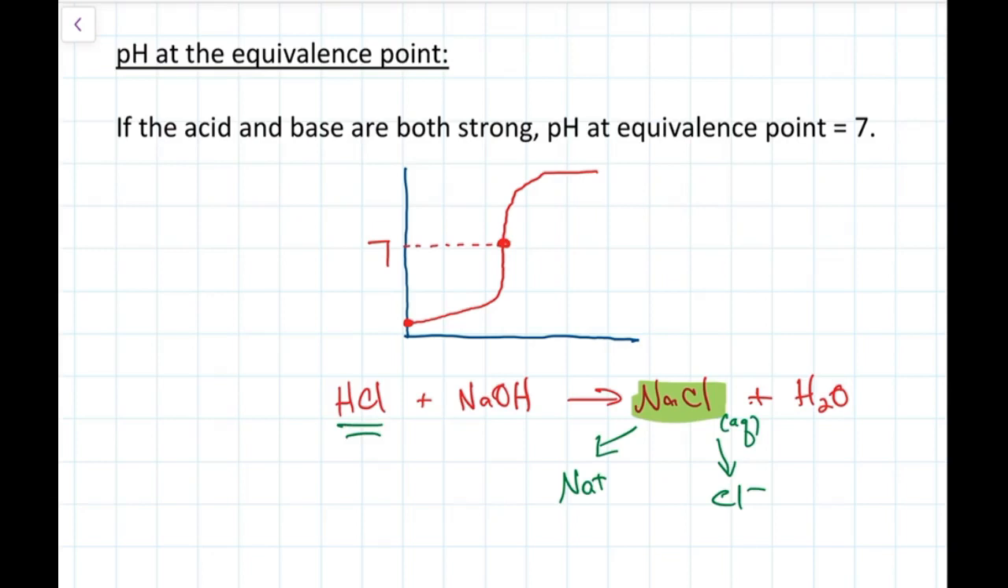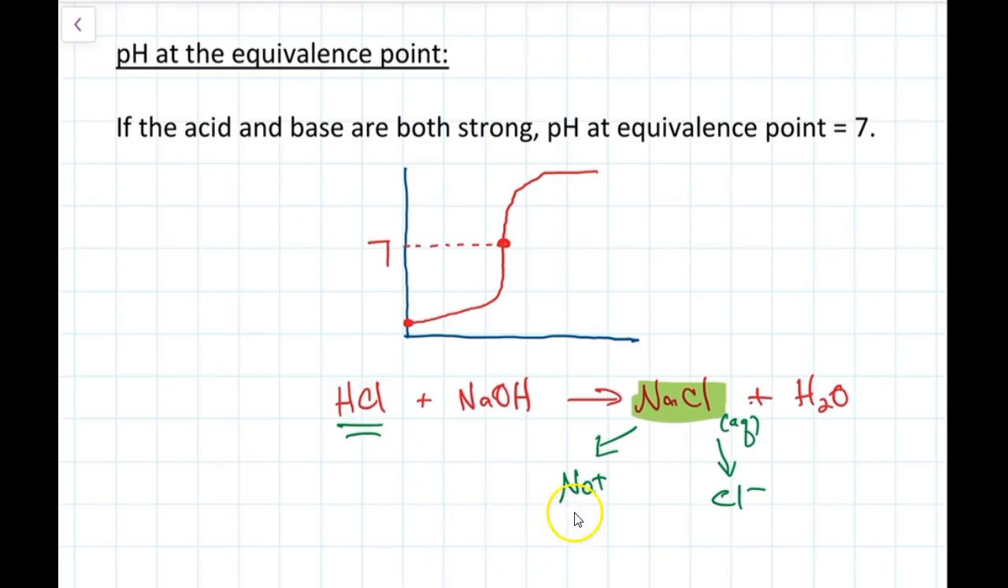If you remember back to conjugate acids and bases, Cl minus is the conjugate of HCl. And if you remember back to our discussion of conjugates, we said that the conjugate of a strong acid, like HCl, would be a weak base. So therefore chloride, while it technically could receive a hydrogen and act as a base, it is very, very unlikely to do that because it's the conjugate of a strong acid.